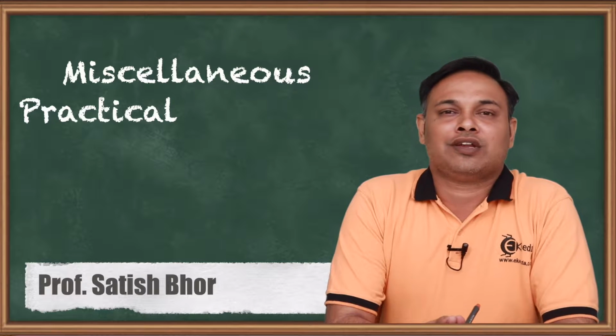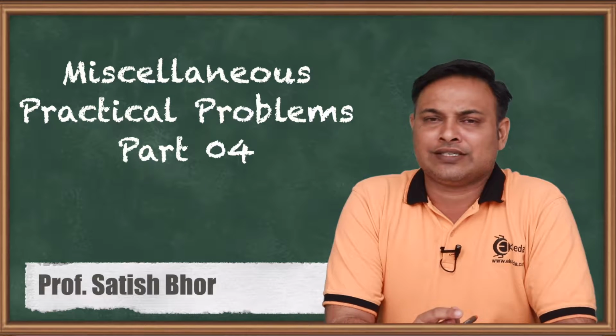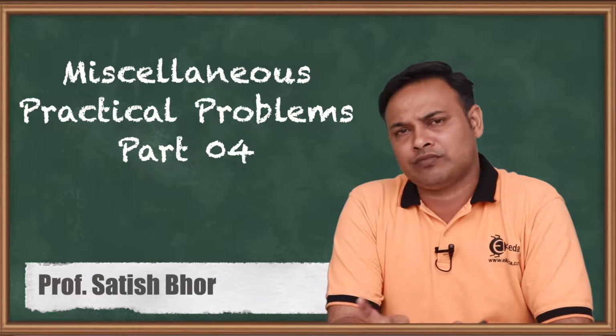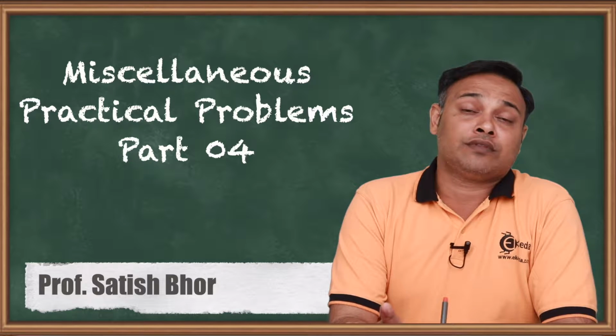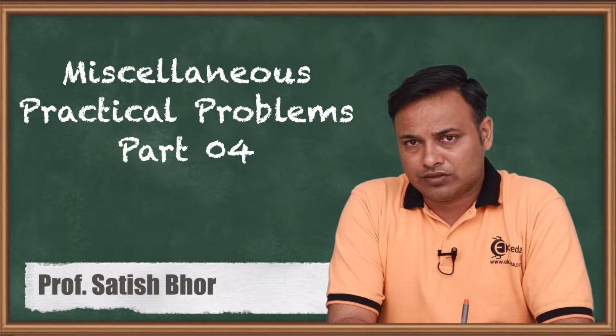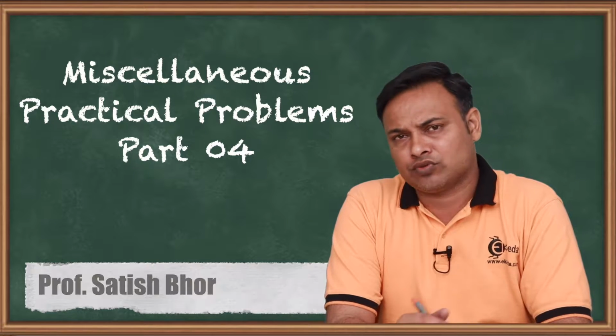Hello friends. Now again this is a problem based on economic life of the asset. Here we have got two machines, machine A and machine B, and we need to decide which of the two machines we should purchase. So let's read the problem and try to understand what we are supposed to do.